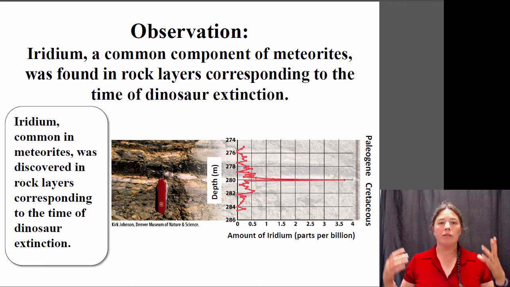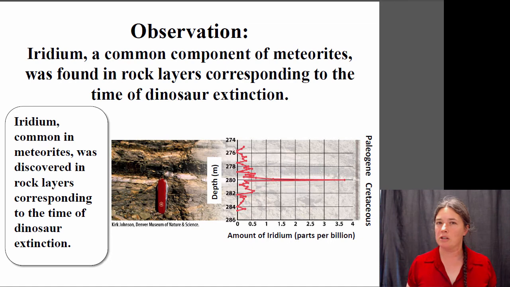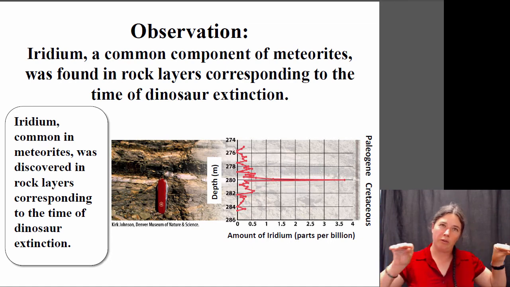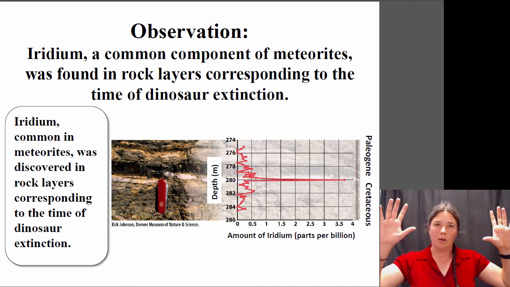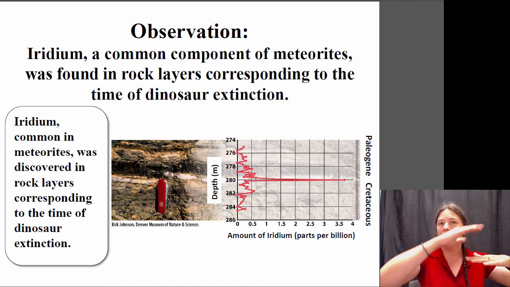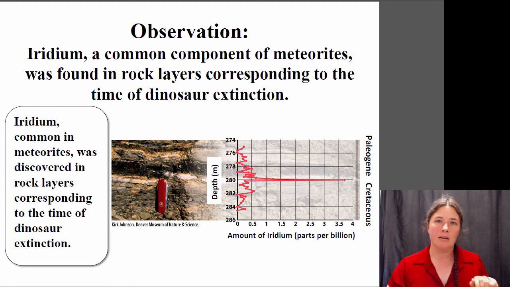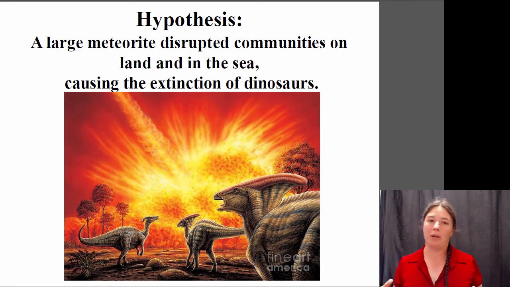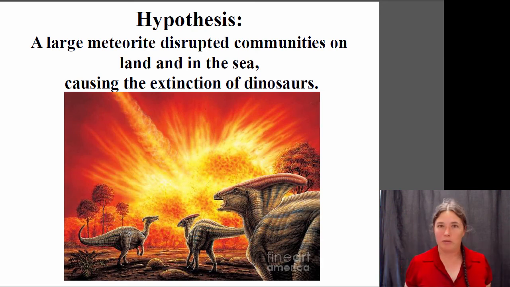Okay, so this is an observation that we've made of the fossil record. Lots of dinosaurs, layer of uridium, no dinosaurs. Okay, that's our observation. Now the question is, why is this layer of uridium present between those borders? Well, maybe a hypothesis might be that a large meteor struck the planet, caused massive destruction, and disrupted the communities on the land and the sea and caused the extinction of the dinosaurs. Okay, so there's a hypothesis.